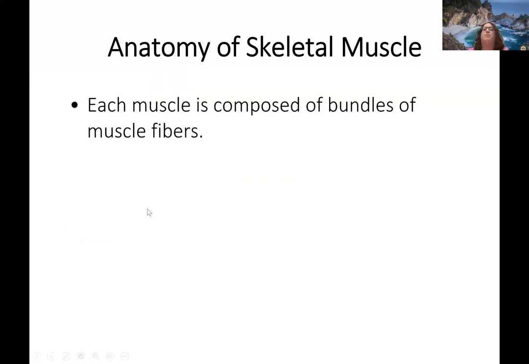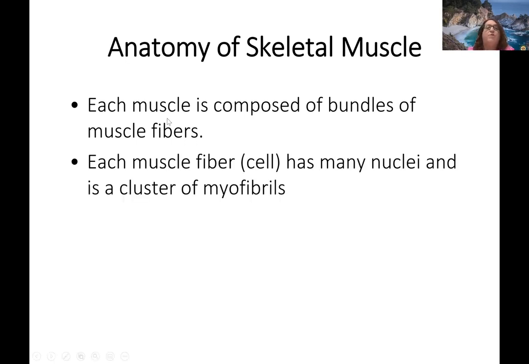And so we find that skeletal muscle actually is put together in a very similar way. Each muscle is composed of bundles of muscle fibers, and then these bundles will be in smaller groups and smaller groups. We have a bundle of muscle fibers, and a whole bunch of bundles of muscle fibers makes the muscle. Now we're going to look at just one bundle. A muscle fiber has multiple nuclei, and it's a cluster of what we call myofibrils.